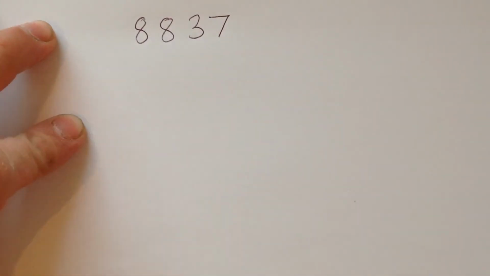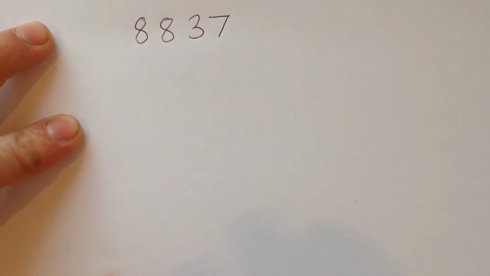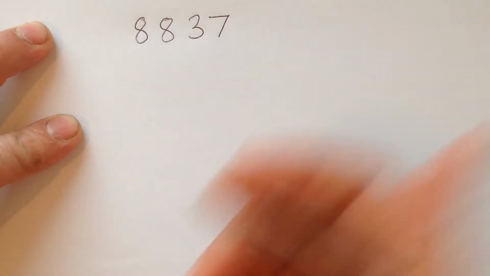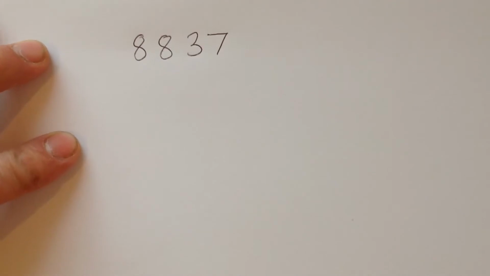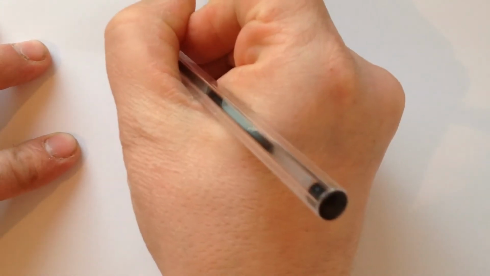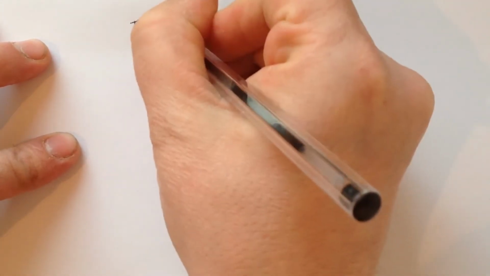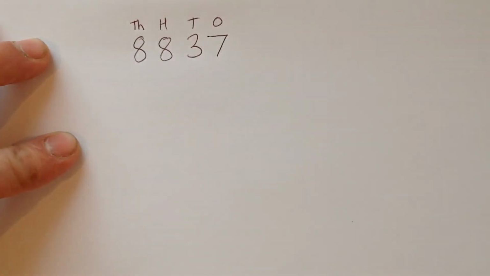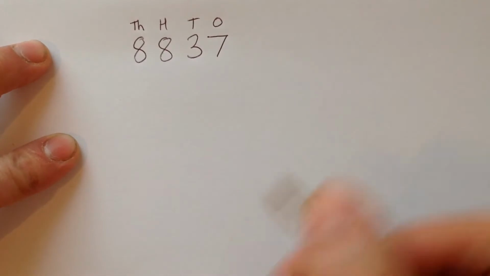Now what I want to do is put these into a part whole model so I can show the thousands, the hundreds, the tens and the ones. If I want to make it a little easier for myself, I can start by just sneaking in my thousands, my hundreds, my tens and my ones, and that might just make it a little bit easier as I work. So let's have a go then.